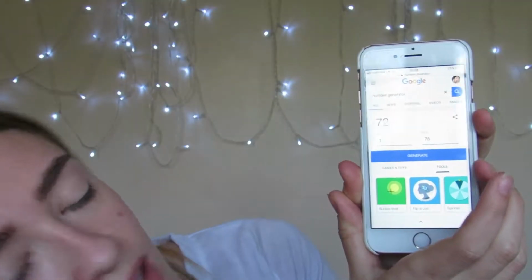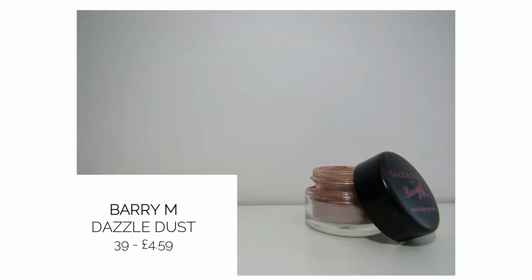I'm going to just plug in the numbers 1 to 78. Once again, this includes all of the eyeshadows in my collection from a huge mixture of palettes that are available. I'm not including the ones that aren't available anymore, like my Naked One palette or my Naked Smoky palette, but the rest are a mixture from palettes and from single eyeshadows as well. And 72. 72 is the Barry M Dazzle Dust in the colour 39. This is one of my favourite colours actually. If I pick the same number twice, I'm going to pick another number.